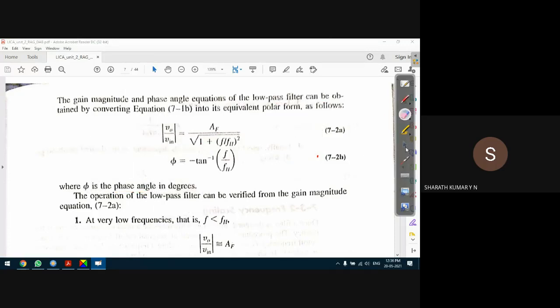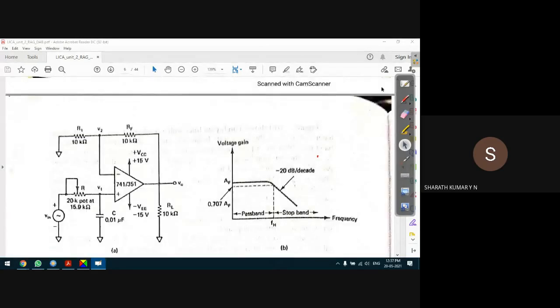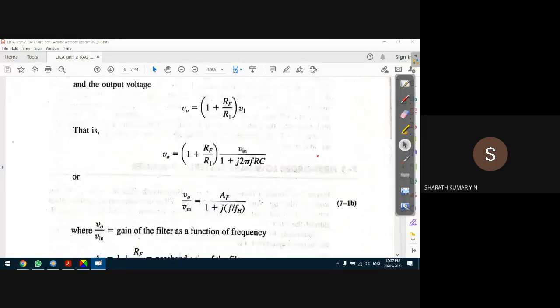What is the phase angle? The output voltage is again a sinusoidal signal. We can observe that the input is a sinusoidal, an alternating signal, and the output is also an alternating signal, but the phase difference is phi. That's what it is. The phase difference of the output signal with respect to the input signal is phi.